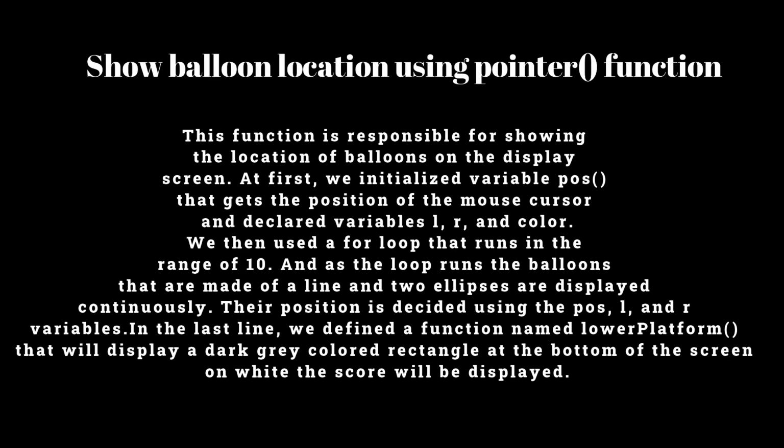In the last line, we defined a function named lower platform that will display a dark gray colored rectangle at the bottom of the screen. On it, the score will be displayed in white.